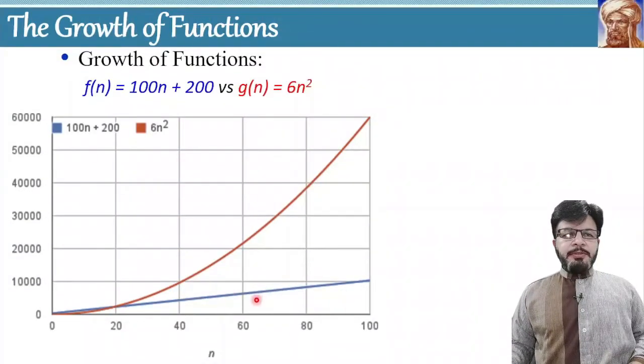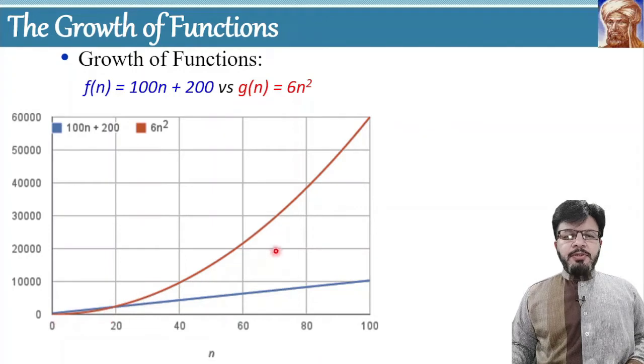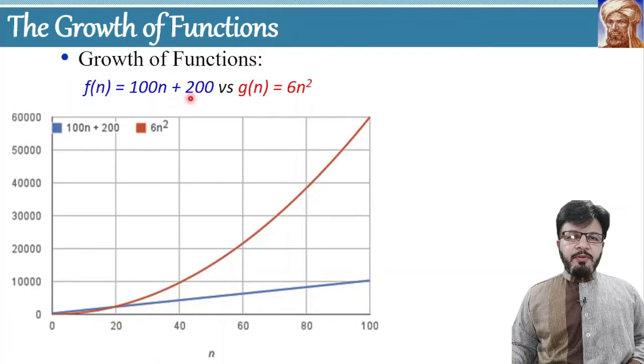The blue line represents the f of n and the red line represents the g of n. As you can see, the g of n is below the f of n until the value of n reaches near to 20. So as you can see over here, the function g of n beats function f of n when the value of n reaches near to 20. What that means is that the growth of the function g of n is much greater than the growth of the function f of n.